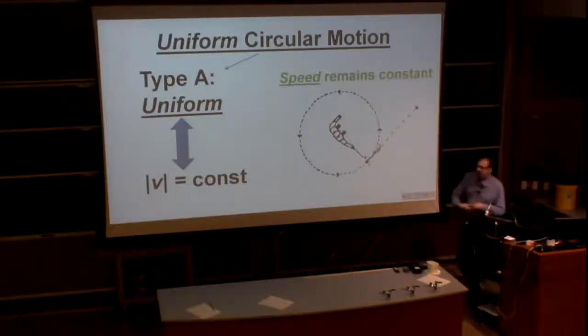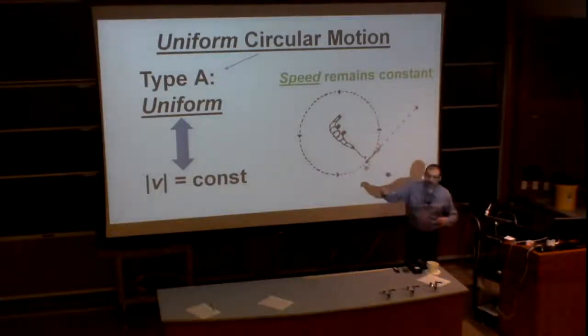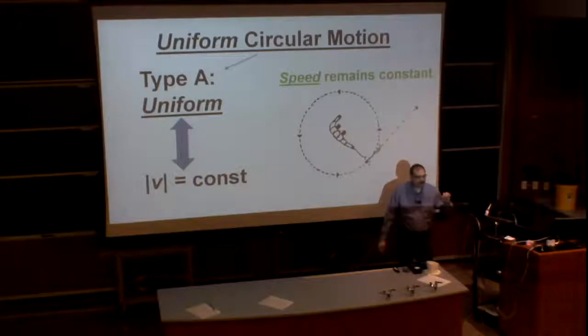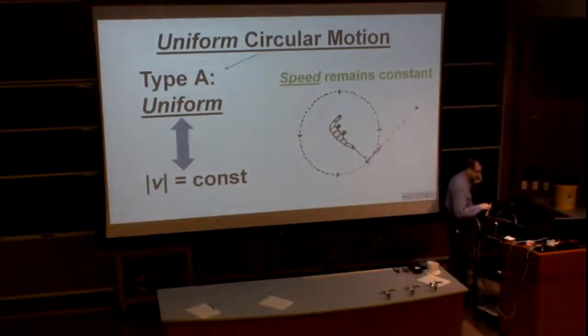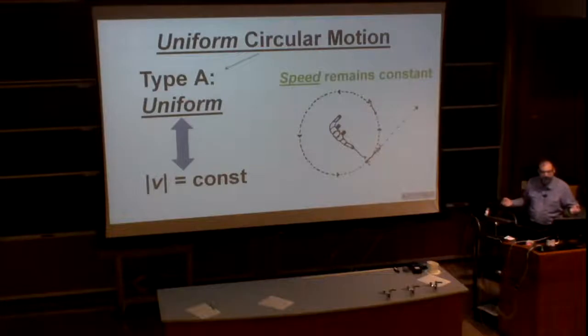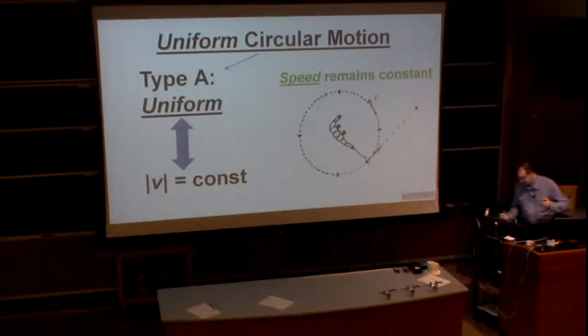If at this very moment, this guy would release the string, the ball would fly in the direction of the velocity. And at the new location, velocity remains tangent to the trajectory, so the new velocity has a different direction. But the magnitude, that's what we call speed, is the same. That's what a uniform circular motion is.